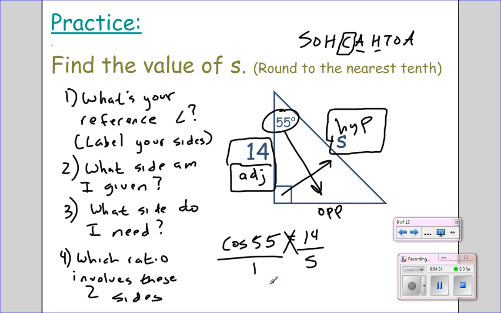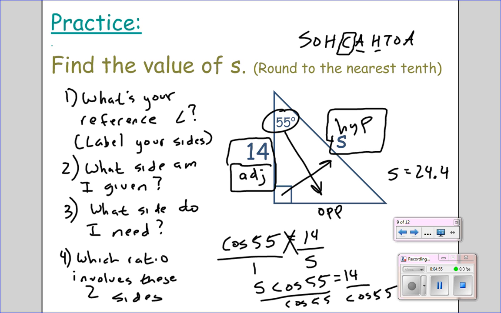Now we cross multiply, and we get S times the cosine of 55 equals 14. And if you remember, to get rid of the cosine 55, or any part that's attached to your variable, you just divide both sides by that value. So 14 divided by the cosine of 55 gives you S equals 24.4. So that side is 24.4 right there.